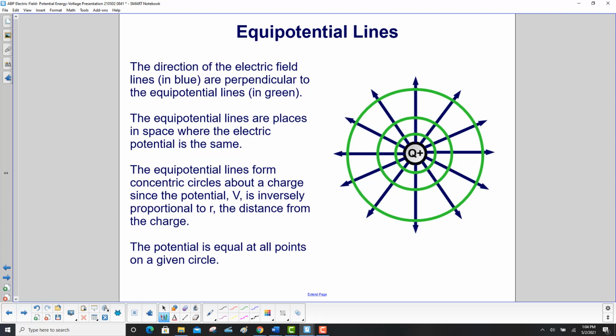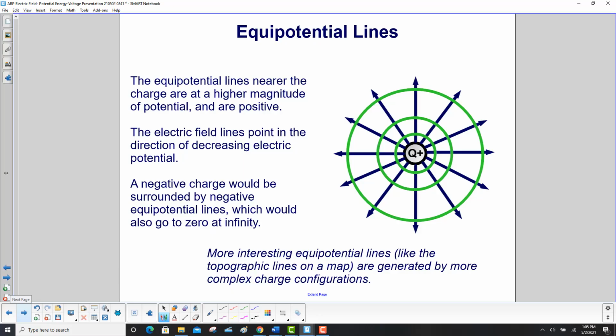Let's look at this charge here, plus Q. The direction of the electric field lines in blue are always perpendicular to the equipotential lines, which are in green. The equipotential lines are places in space where the electric potential is the same. It's the same voltage. The equipotential lines form concentric circles about a charge, since the potential V is inversely proportional to r, the distance from the charge. The potential is equal at all points on a given circle.